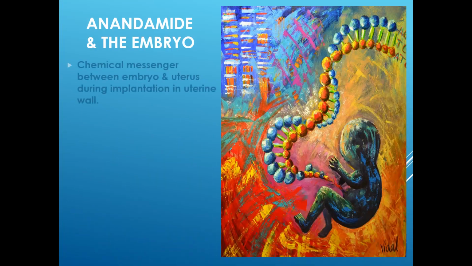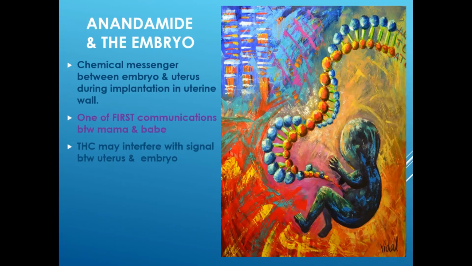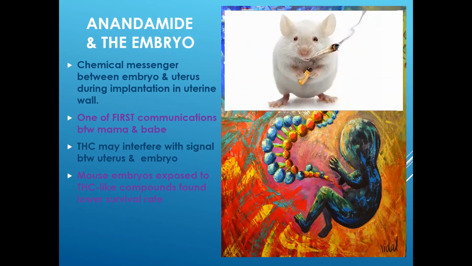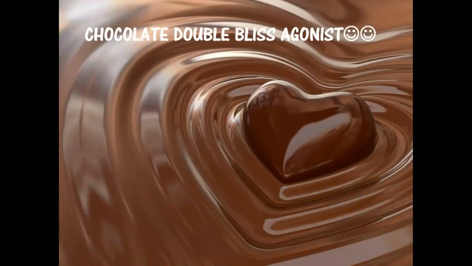There's tons of these pictures out there. Another case study is that anandamide is actually a chemical messenger. There are vibrational messages between mom and baby, but there actually then becomes a chemical messenger between mom and the baby inside of her. And that's really cool. THC actually appears to interfere with the signal between mom's uterus and the embryo that's inside her. So in mice, they didn't actually make them smoke, they probably injected them with THC-like compounds. They found that the fetus did not survive and had abnormalities. And there's the reference.